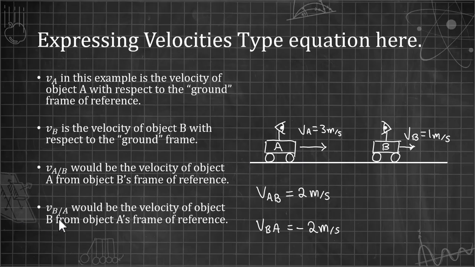If we flipped those reference frames, the velocity of object B with respect to A, so how fast does object A see B moving, then object A would basically be seeing object B getting close to it because object A is approaching object B. So we would say that object B has a velocity of -2 relative to object A's reference frame.